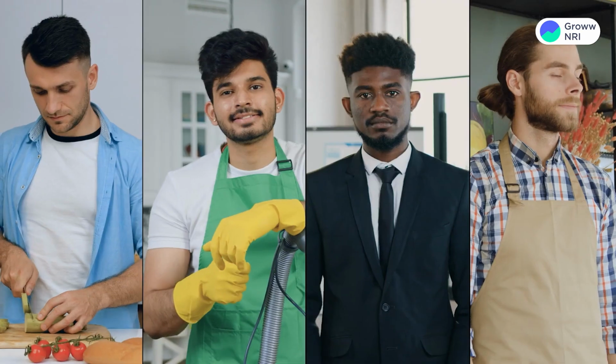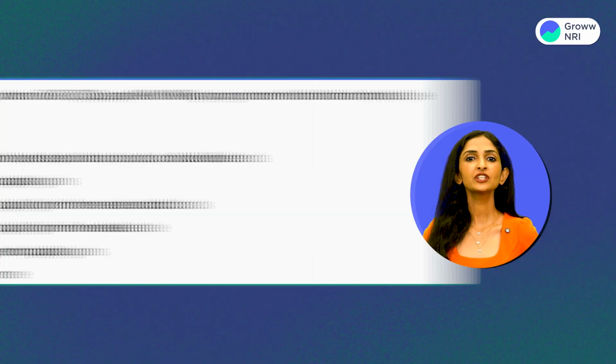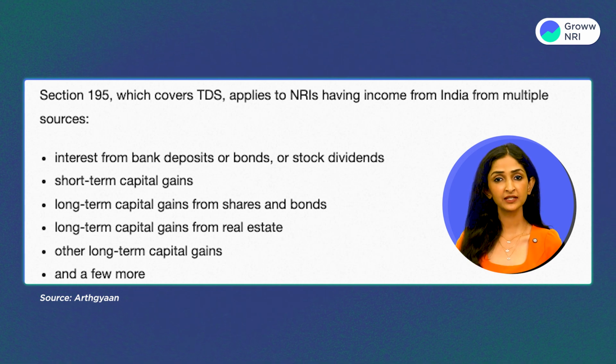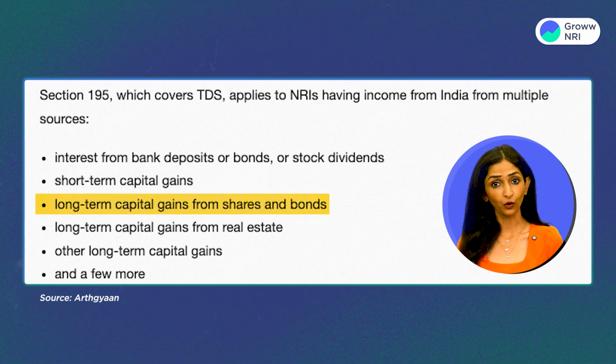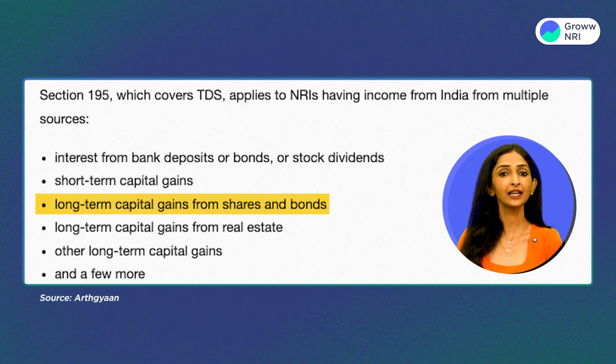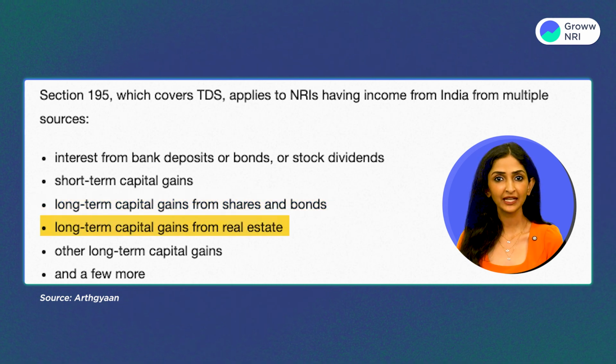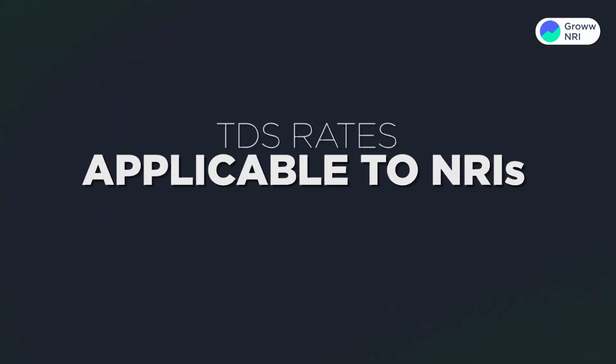It applies to NRIs who earn income from various sources in India, which includes interest from bank deposits, bonds, or stock dividends, short-term capital gains, long-term capital gains from shares, and even bonds, long-term capital gains from real estate as well, and other long-term capital gains. There are no minimum thresholds for TDS limits for NRIs, unlike, say, on real estate.